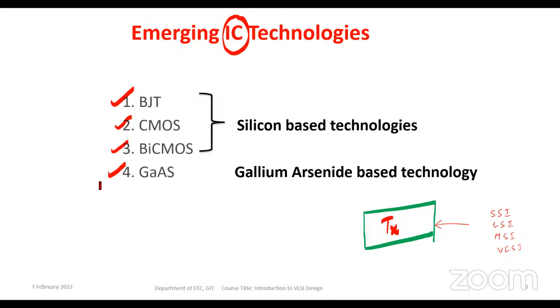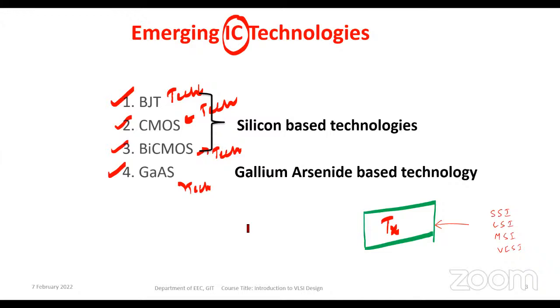So depending upon the type of transistor that we are using in an IC, we can classify the IC technologies. If you're using the bipolar junction transistor, it is called BJT technology. If you're using CMOS, it is called CMOS technology. If you're using BiCMOS, it is called BiCMOS technology. And gallium arsenide technology. So we normally call it that in the industry. People will talk about CMOS technology that we use to fabricate the devices, or gallium arsenide technology. Not only these two, but other technologies are also there.